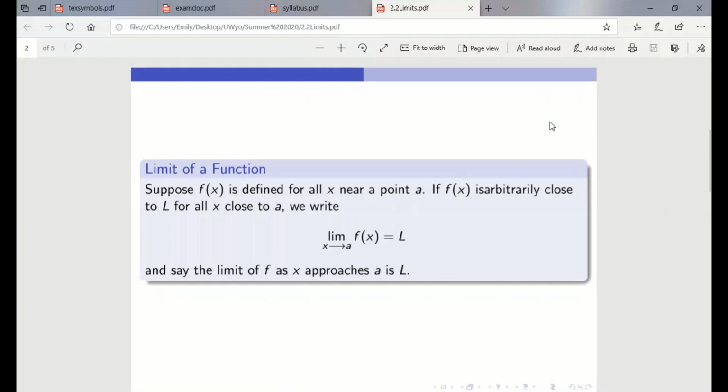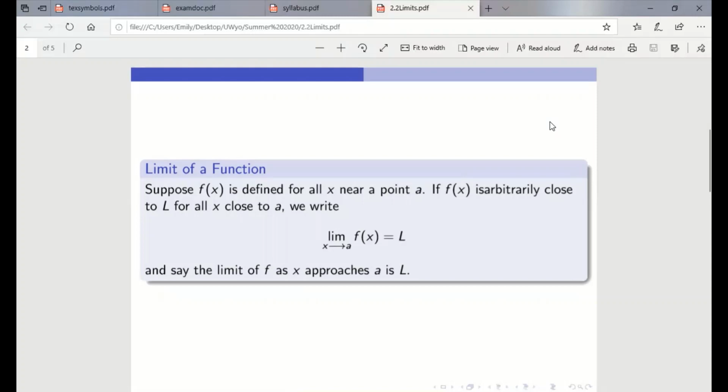You'll be familiar with functions like sine and cosine if you took a trigonometry class. You'll be familiar with exponential functions and logarithmic functions if you took an algebra class. All of those are functions, and we can take the limit of a function. So suppose that your function f of x is defined for all values of x near a point a. So maybe a equals 1, maybe a equals 10 million. We don't know, we're just going to call it a for right now.